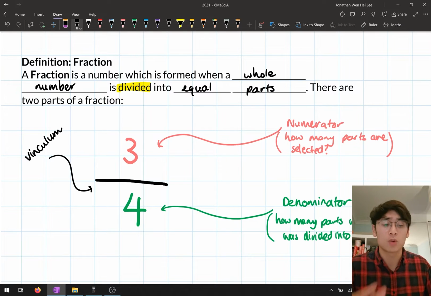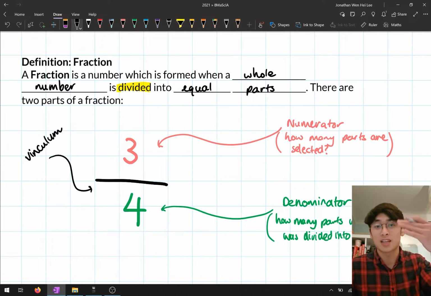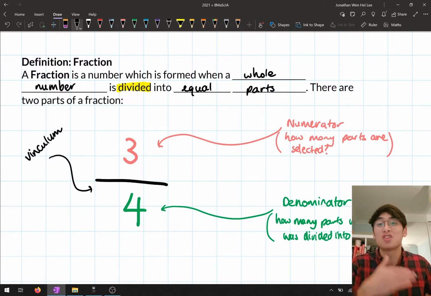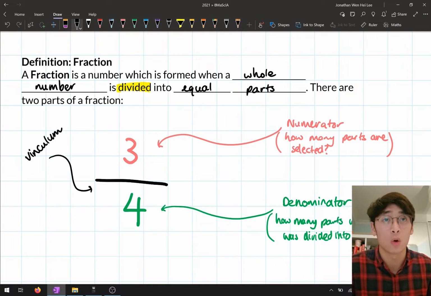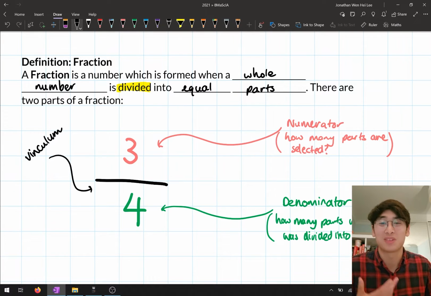So those are the parts of my fraction. Fractions are just numbers which are formed when a whole is divided into equal parts. We've got a numerator and a denominator. The numerator tells us how many parts we've selected, and the denominator tells me how many parts there were all together, how many parts it was divided into. Okay, so that is what a fraction is.